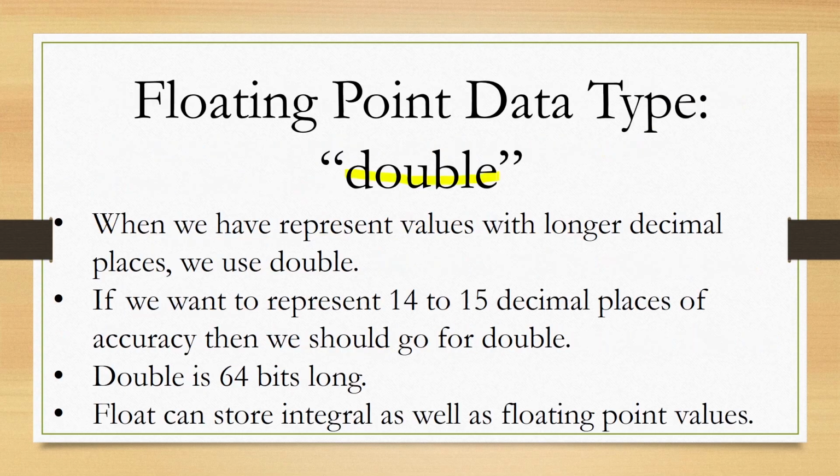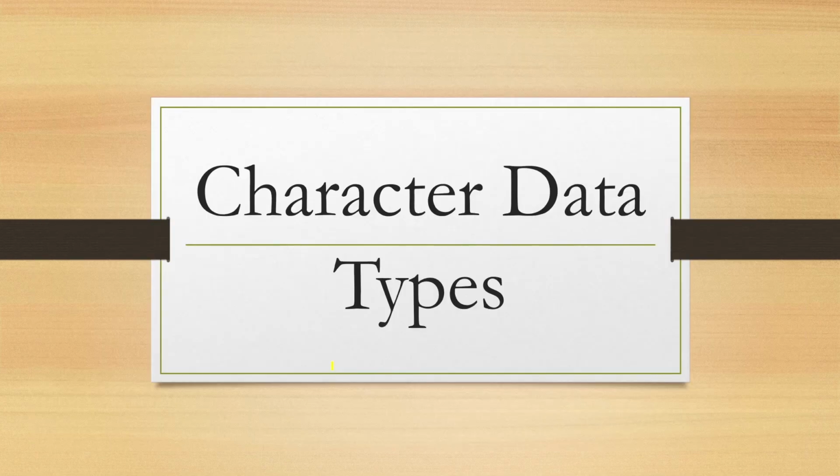Then we saw the data type double. Double is the same as long: it is 64 bits in length, and it can represent precision up to 14 to 15 decimal places. We use double when we want to represent values with longer decimal places. Float and double can both store integral as well as floating point values. We saw this point where in float and double both, we can store integral and floating point values.